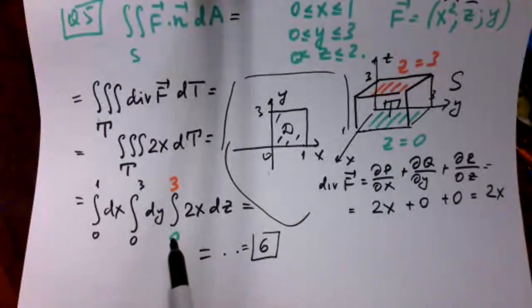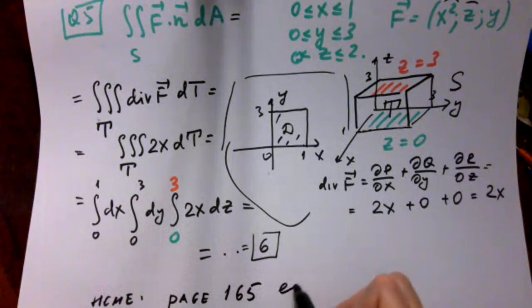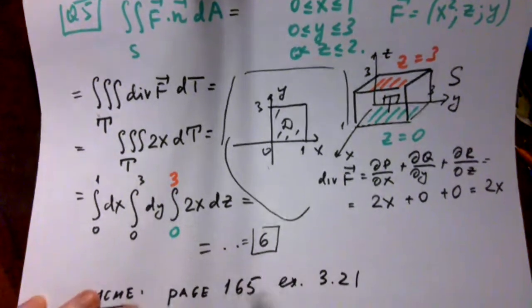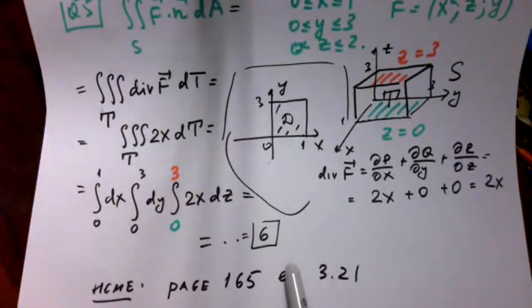Also, homework. The next portion of the homework will be to finish this problem, and also you can do the study guide again, page 165, exercise 3.21. This exercise is just about the divergence theorem.